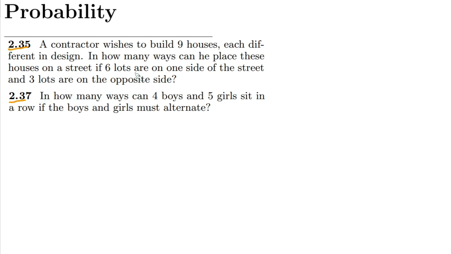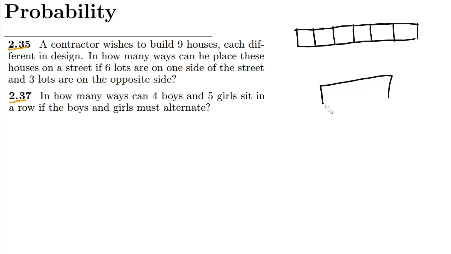Okay. So he has to build 9 houses. So what do I have to do? 6 houses will be on one side of the street, while 3 would be on the other side. So let me first have here the 6 houses. Okay. So these are the 6 houses, and on the other side of the street he wants to build the 3 remaining houses. Okay. So the 3 remaining houses are here.